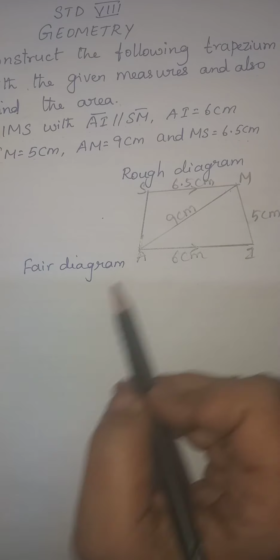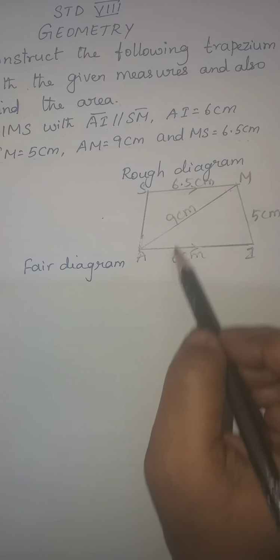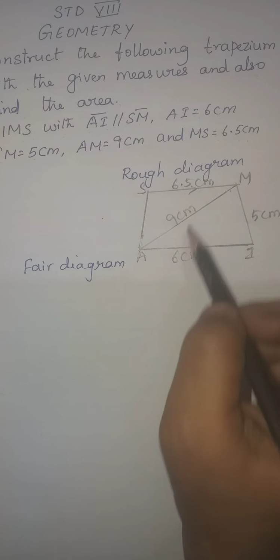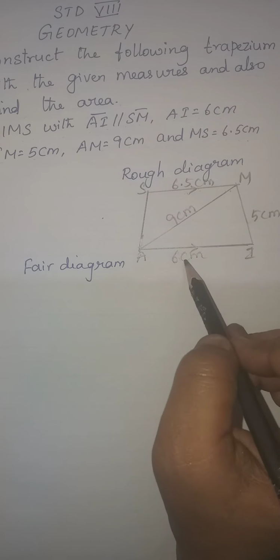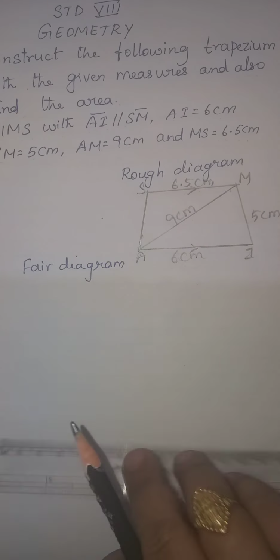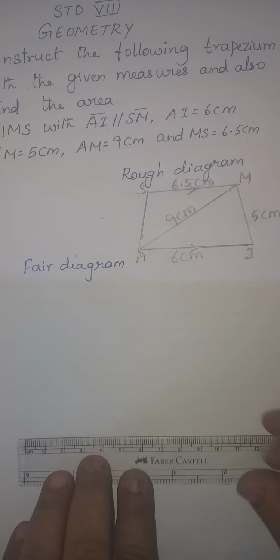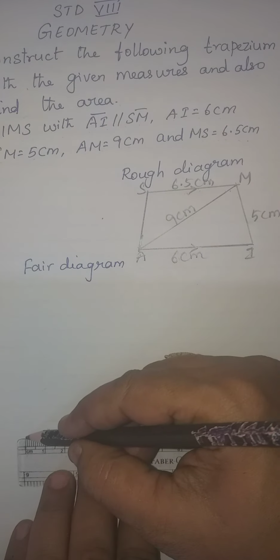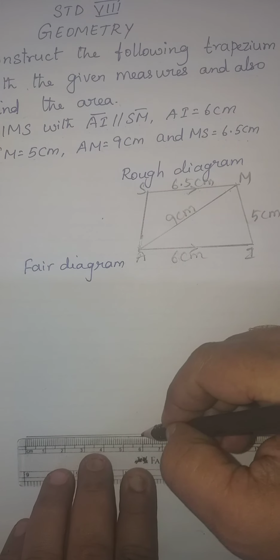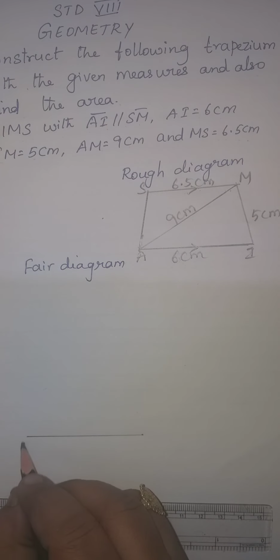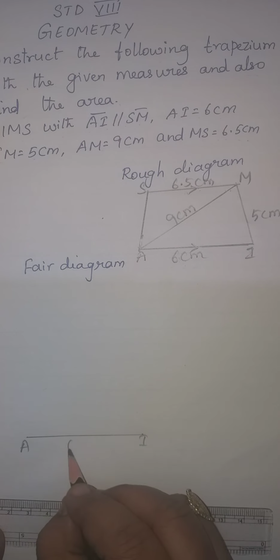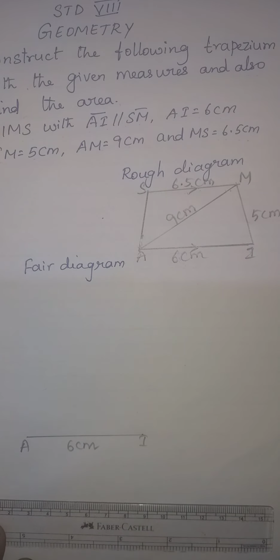Now let us draw the fair diagram. These two are the parallel sides of the trapezium. First let us draw AI is equal to 6 centimeters. Let us mark it as AI and the measure is 6 centimeters.